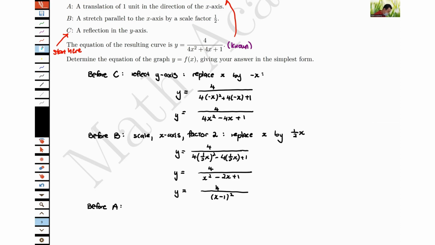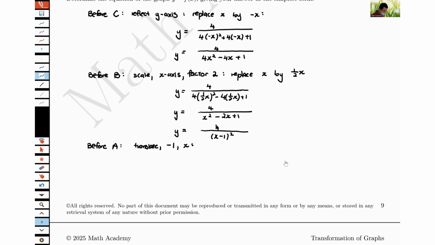When the question says in the direction of x-axis, if nothing is stated on positive or negative, by default they mean positive. Going in the direction of x-axis means the positive side. So we think about the reverse. If it's 1 unit in x-axis, now this is translate minus 1 unit on the x-axis, opposite. Which means we replace x by x plus 1.